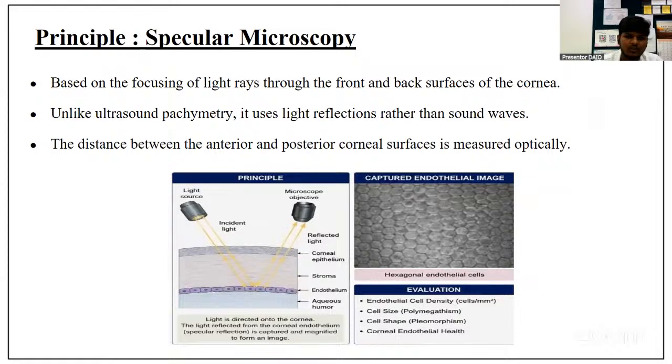So the principle of specular microscopy is based on the focusing of light rays through the front and back surface of the cornea. Unlike ultrasound pachymetry, it uses light reflection rather than sound waves. The distance between the anterior and posterior corneal surfaces is measured optically. So the light sources travel through and reach the corneal endothelium.